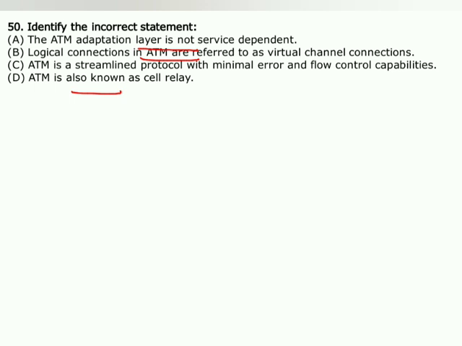The adaptation layer defines how to segment and reassemble higher level packets into ATM cells, and how to handle various transmission aspects in the ATM layer. The main services provided by the ATM adaptation layer are segmentation and reassembly, handling of transmission errors, handling of lost and misinserted cell conditions, timing and flow control. So option A is the invalid statement.